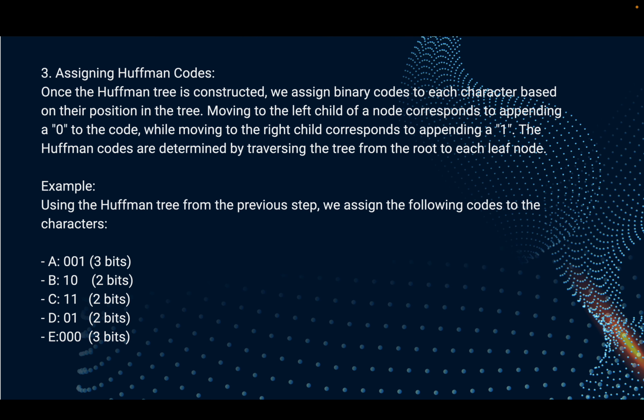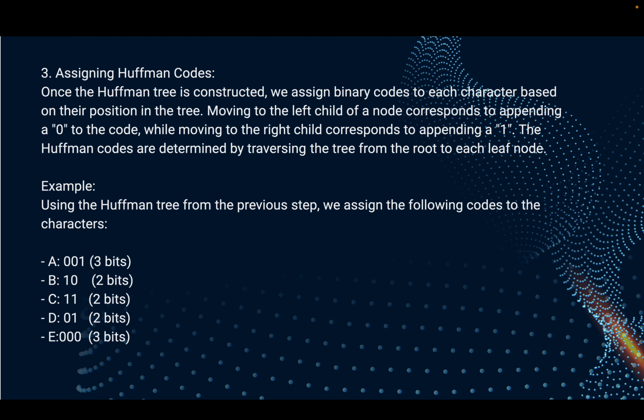Third step is assigning Huffman codes. Once the Huffman tree is constructed, we assign binary codes to each character based on their position in the tree. Moving to the left child of a node corresponds to appending a 0 to the code, while moving to the right child corresponds to appending a 1. The Huffman codes are determined by traversing the tree from the root to each leaf node.